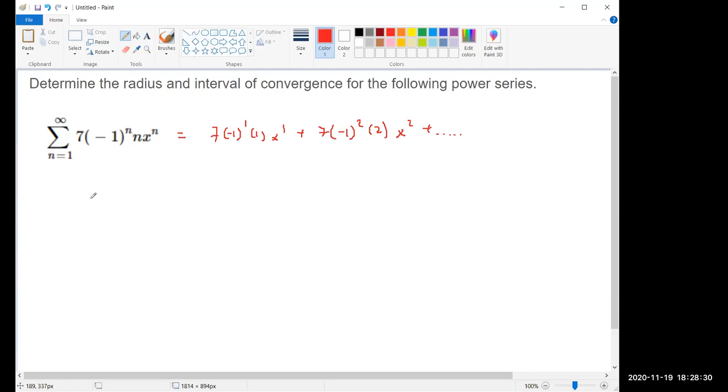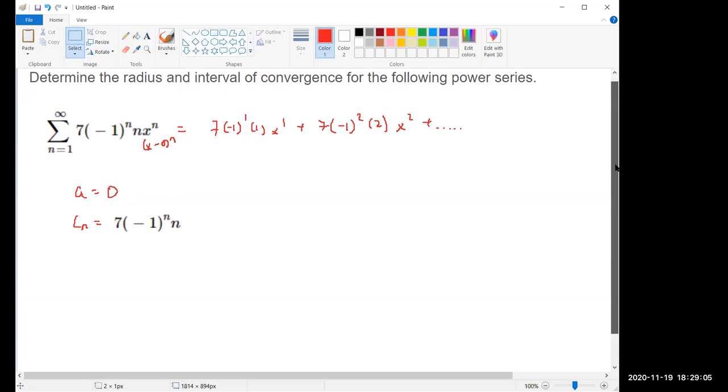Yes, so the center is definitely 0, right? Because x to the n is basically x minus 0 to the n. So a is definitely 0. What would be your coefficient? Yeah, so the thing in front is your coefficient. This whole thing is your coefficient. All right.